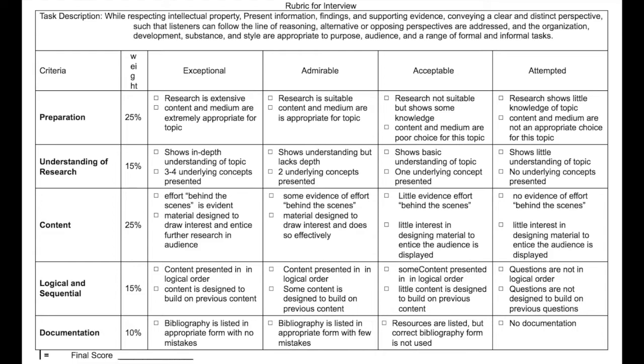Obviously, the content goes without saying. The information about the topic with which you are trying to persuade. The medium, this is simply, are we talking right now about an interview? Are we talking about an infographic? Are we talking about a podcast? What is it, the different mediums. It's the plural of media, right? So what type of content? What is the vehicle for you to explain your content? What is that medium? So that medium has to be appropriate for the topic. That's if it's exceptional, and I'm going to let you read admirable, acceptable, and attempted.